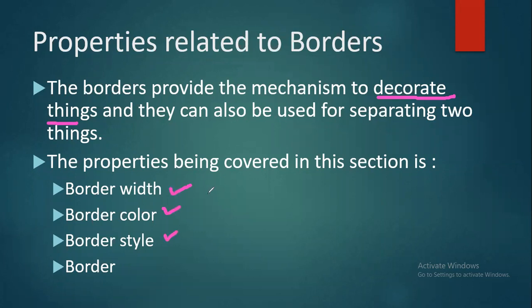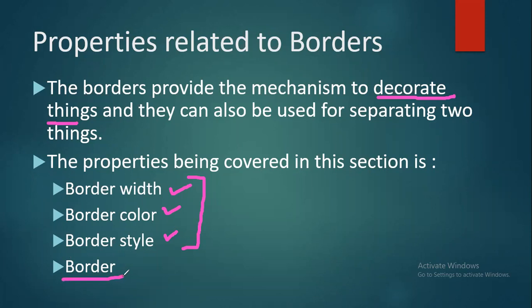One thing you need to remember is that to display the border on the browser, you need to define the values for all three properties. For example, if you define only border width, then your border will not be displayed on the browser. If you define only border color or only border style, it will not be displayed either. So to display the border on the browser, you have to define all three properties.